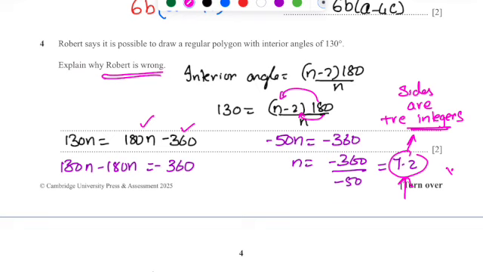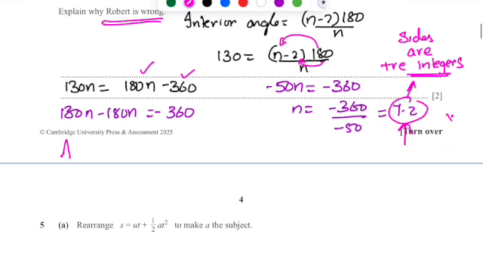So, a regular polygon must have a whole number of sides.